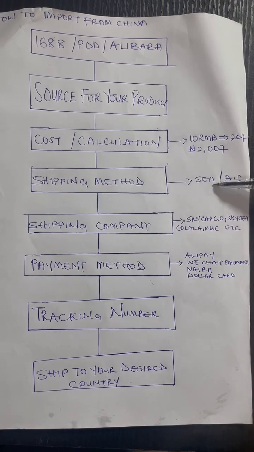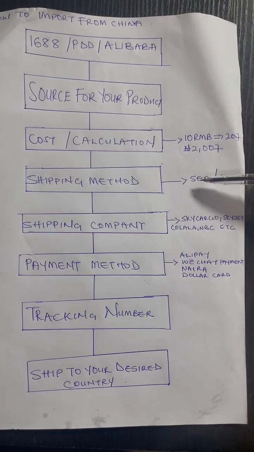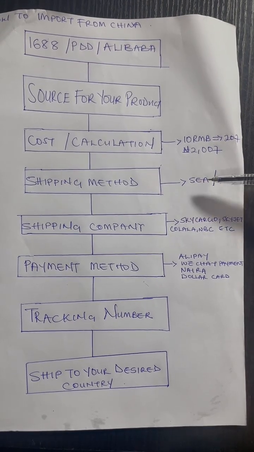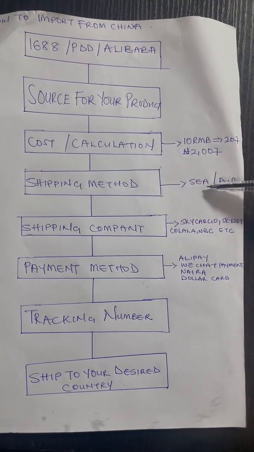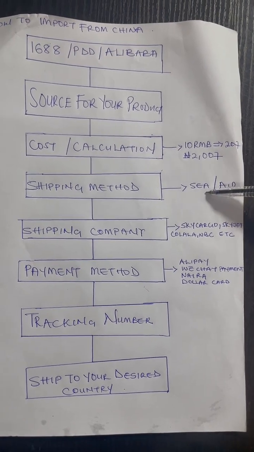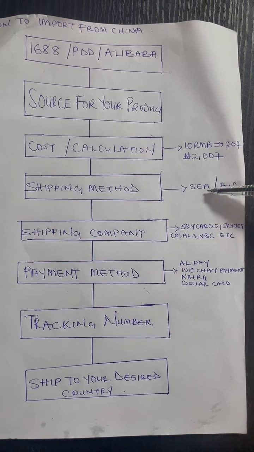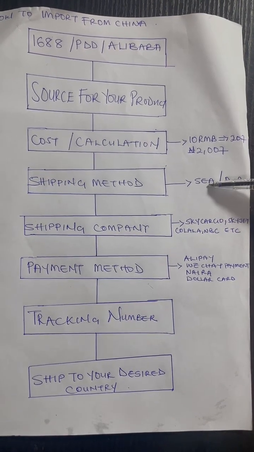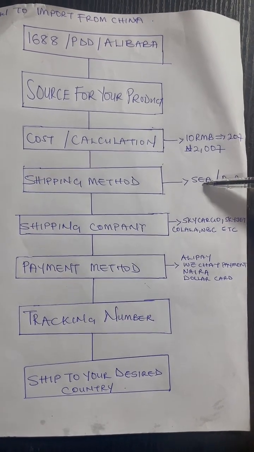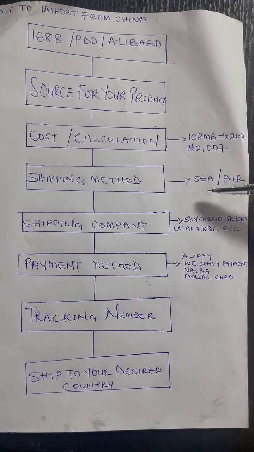Now, we have either sea or air. There are some products that if you ship with sea instead of air, you might go into debt, while there are some that if you use air instead of sea, you can also be in debt. So you need to understand and know what products you can ship with sea shipping or air shipping. It is very important, all right?